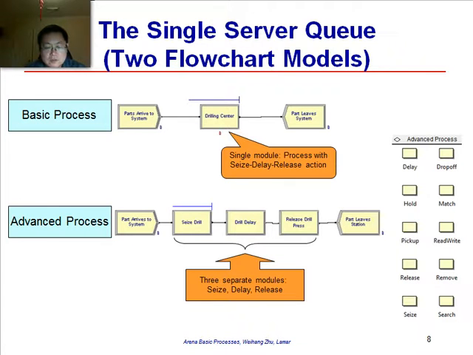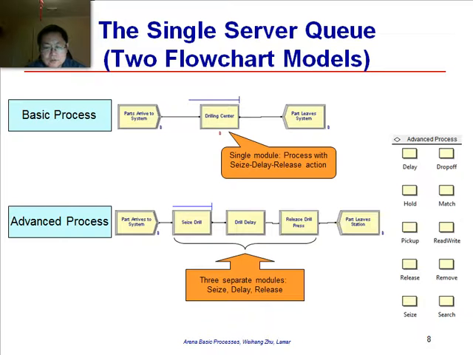This is an example comparing two implementations of the dual center system from the last chapter. We created the simulation with basic process modules. Recall that the drilling center process module has three actions: seize, delay, and release. If you look at the advanced process panel, you may find out these three actions are independent modules. Therefore, we can use them to implement the same drilling center system.